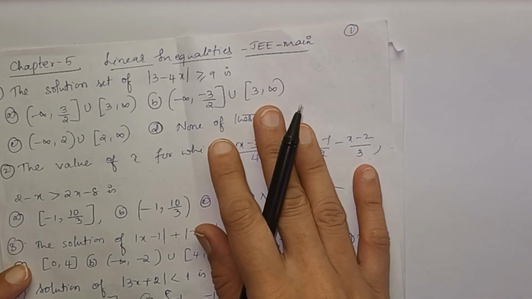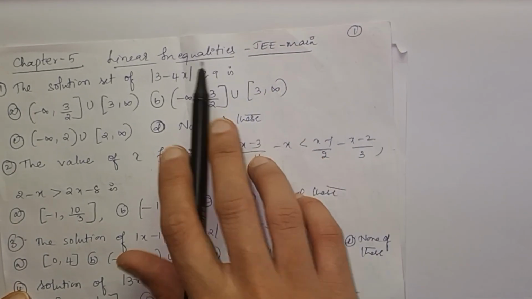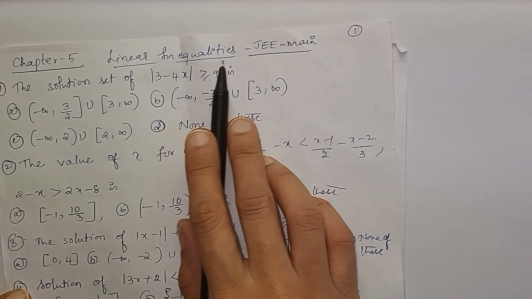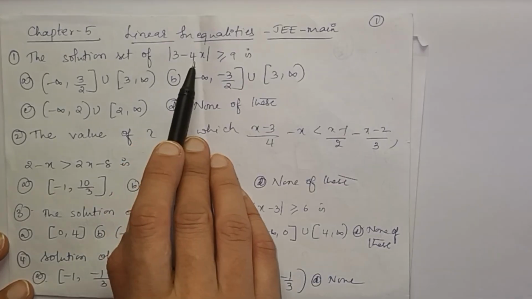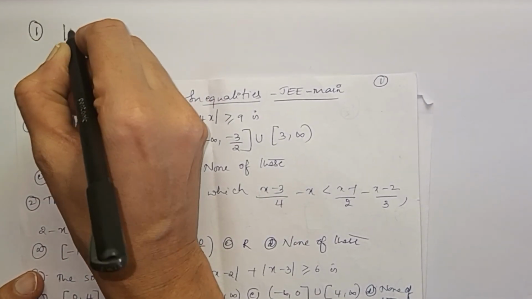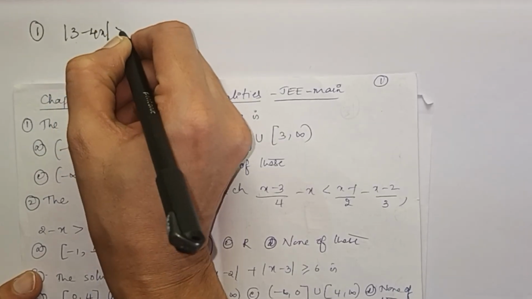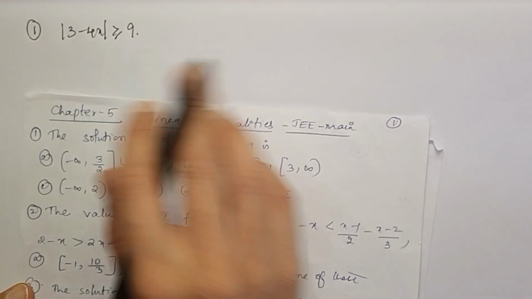Hello everyone. In this video, I'll solve previous year JEE Main questions from the chapter Linear Inequalities. See the first question, the solution set of this inequality. The given inequality is modulus of 3 minus 4x is greater than or equal to 9. I have to find the solution set of this inequality.